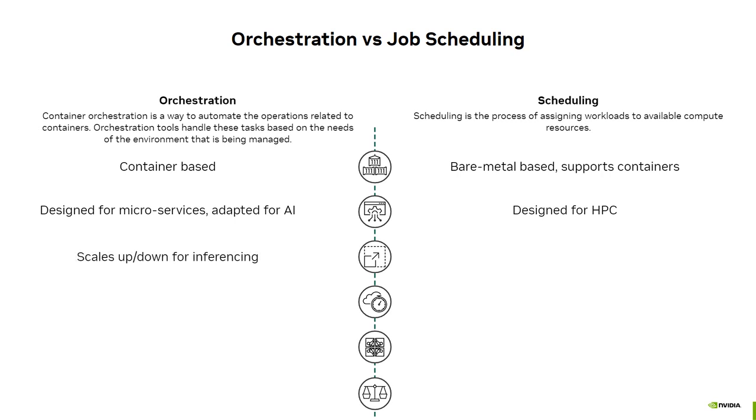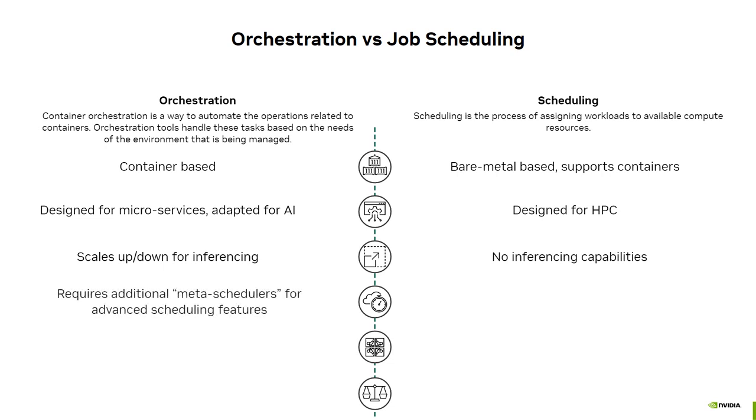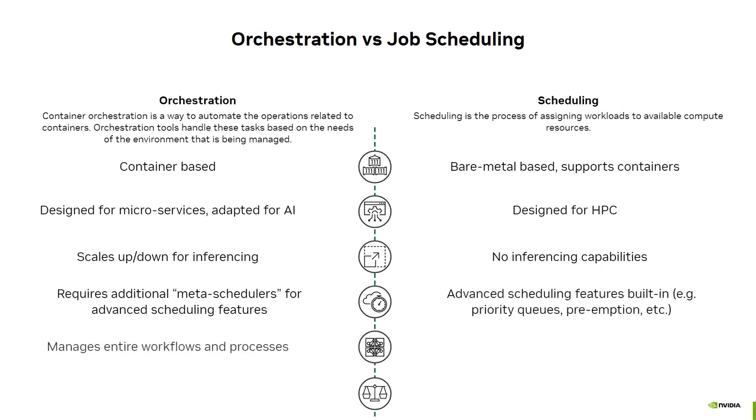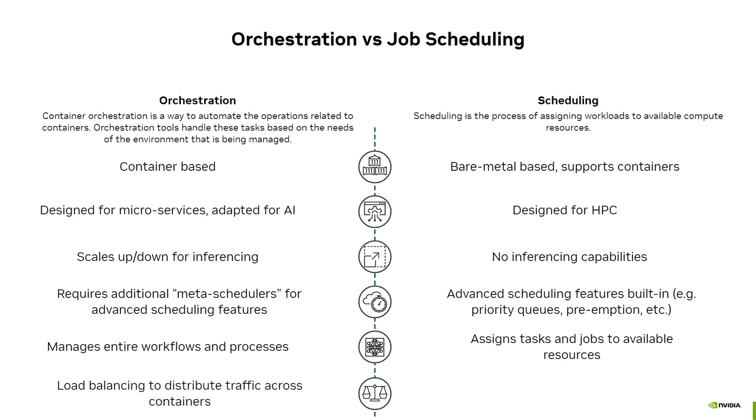Orchestration can scale up and down based on inferencing needs. Schedulers do not have inferencing capabilities. Orchestration requires additional meta-schedulers for advanced features. Schedulers have advanced features such as priority and preemption built in. Orchestration manages entire workflows and processes. Scheduling handles assigning tasks and jobs to the available resources. Orchestration does load balancing to distribute traffic across containers. Scheduling determines the hosts with the right resources to run containers.